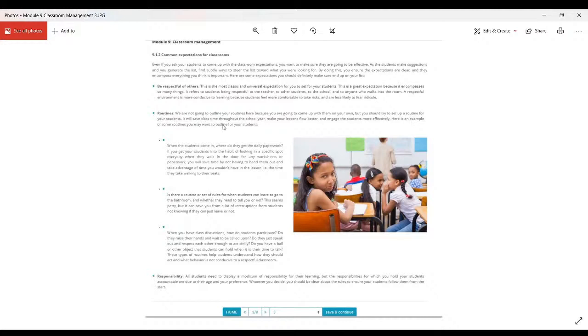Okay, it will save class time throughout the school year, make your lessons flow better, and engage the students more effectively. Okay, here are some examples. Example number one, when the students come in, where do they get the daily paperwork? If you get your students into the habit of looking in a specific spot every day when they walk in the door for any worksheets or paperwork, you will save time by not having to hand them out and take advantage of time you wouldn't have in the lesson.